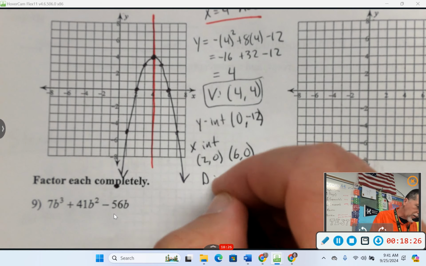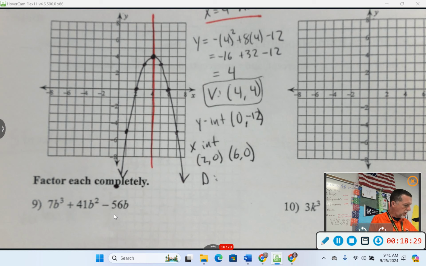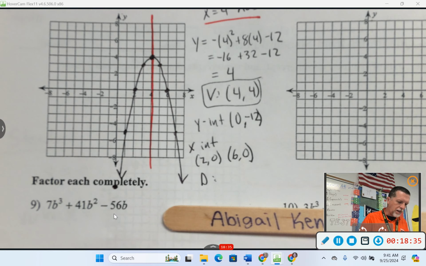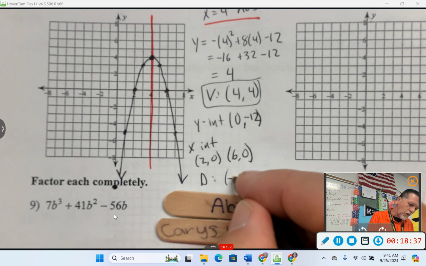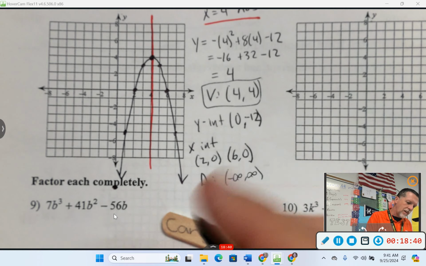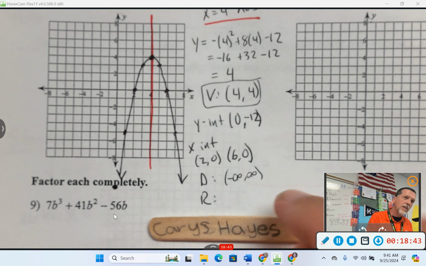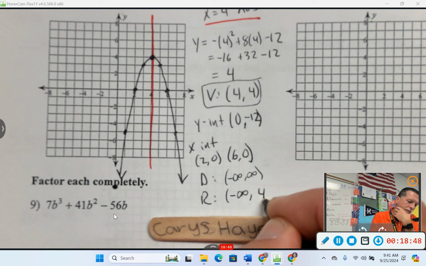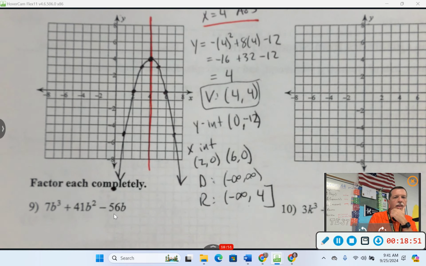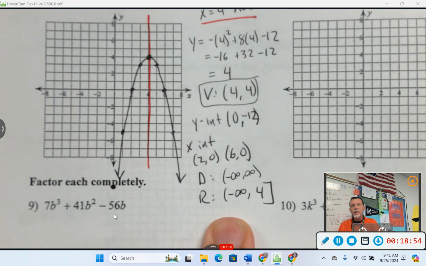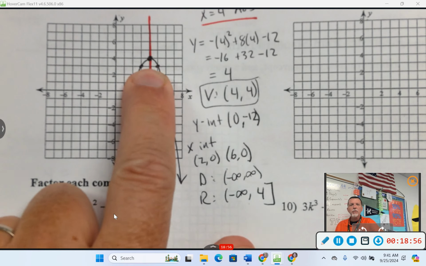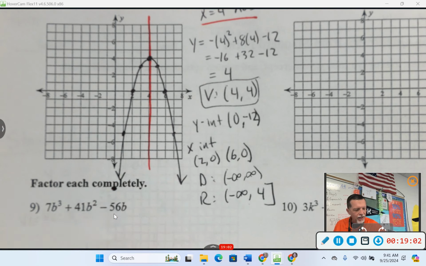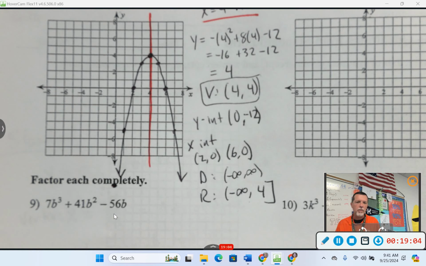And domain and range. Let's see, Abigail, how about the domain? Always. Karis, how about the range? Infinity to 4 with the bracket. That's the one sometimes people mess up. I think because when your brain sees that picture, you think it starts at 4 and goes down, and that's true. But when you do the range, of course, you've got to go from bottom up, from smallest number to biggest number.